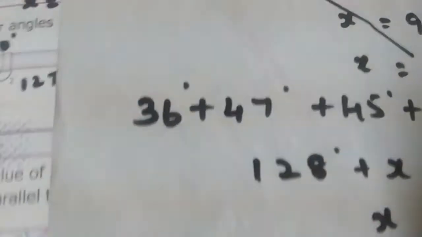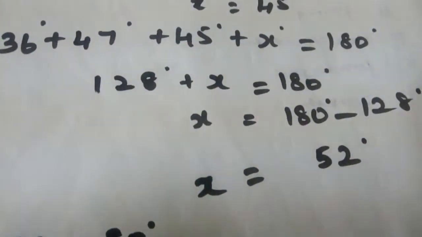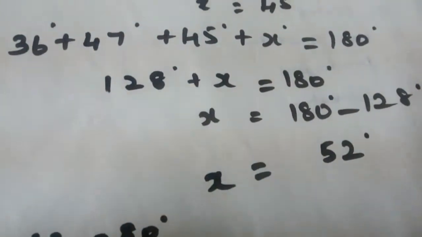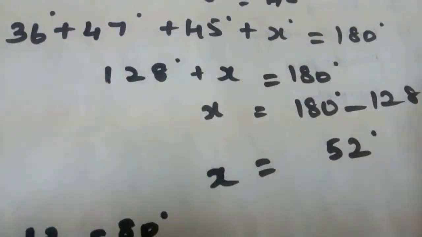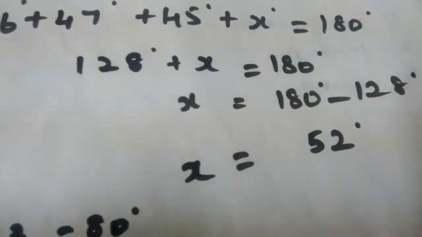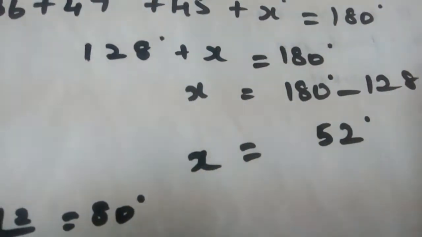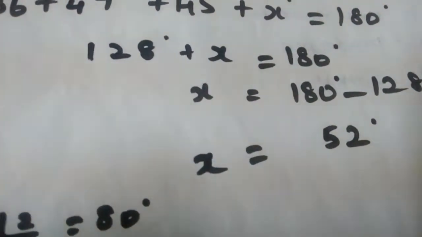So 36 plus 47 plus 45 degrees plus x degrees is equal to 180 degrees. When you add all the values, you get 128. 128 plus x is equal to 180 degrees. Therefore, x is equal to 52 degrees, which is the answer for the question. Is it clear? Okay.